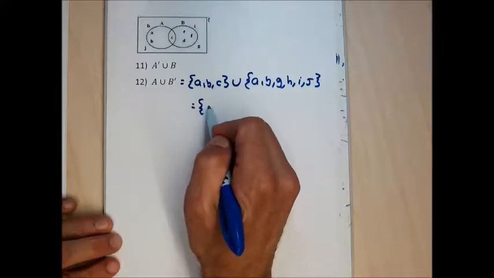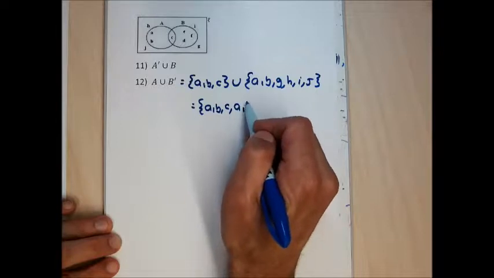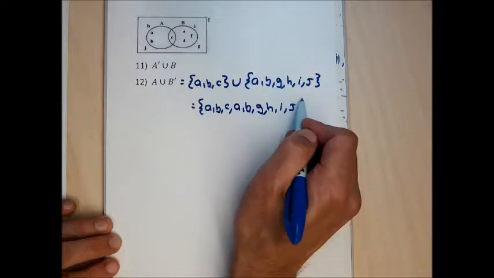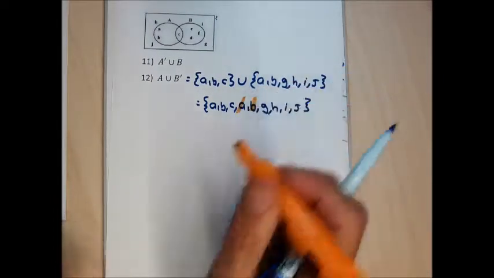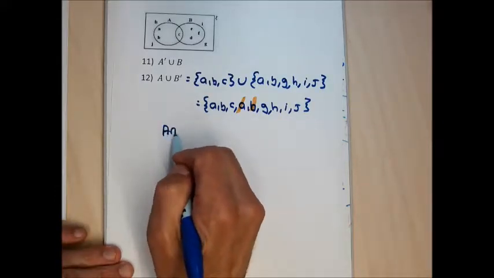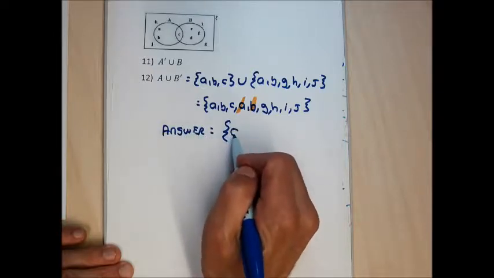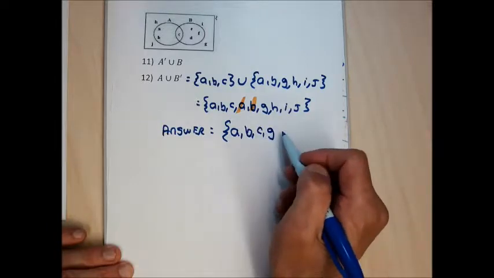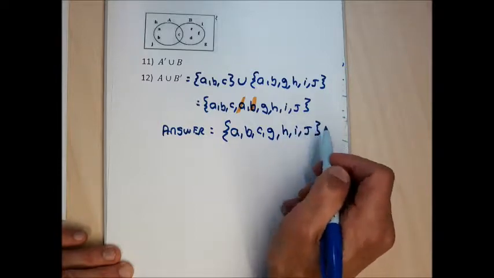When I union two sets, I take all the elements of the first set, add all the elements of the second set, and then I get rid of any duplication. So I have two A's and two B's, and I write things in a nice order. In this case, alphabetical is going to be the nice order. And for an answer to problem 12, I'm just going to say the set A union B complement for this Venn diagram is A, B, C, G, H, I, and J.